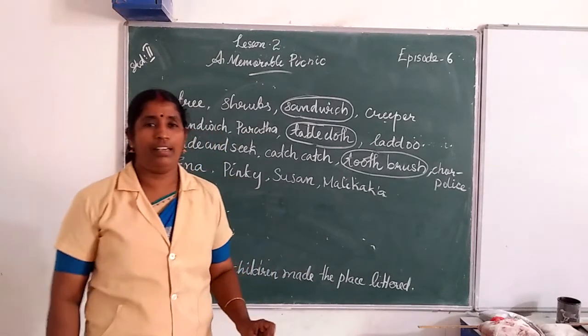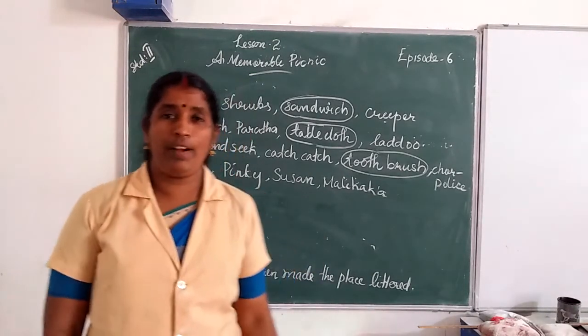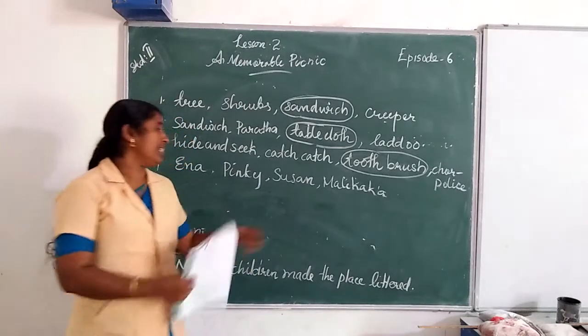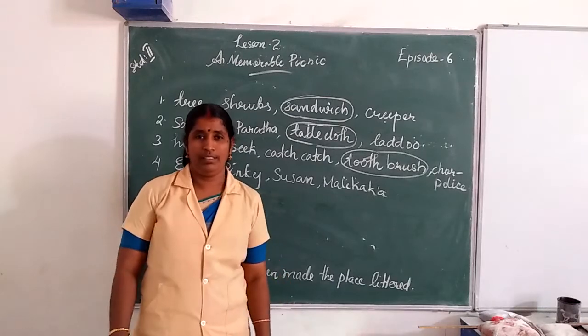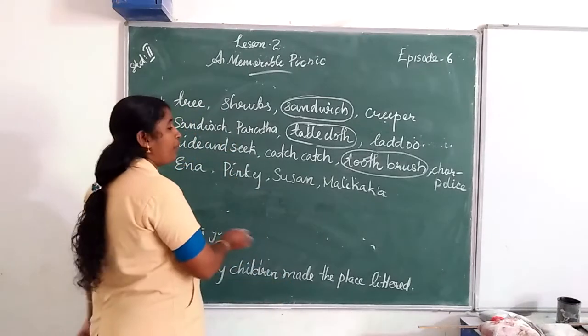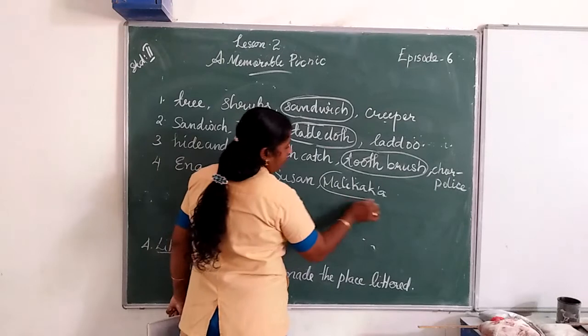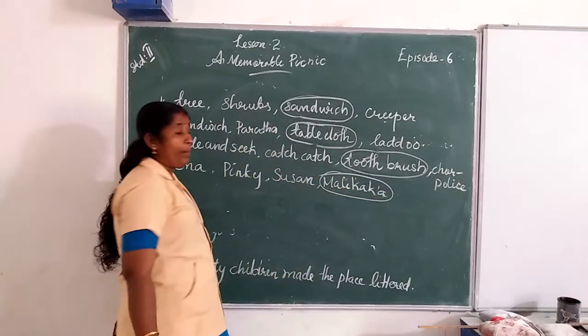a male one. Otherwise, these three are children and Manikaka is a grown up one. Okay. Yes. Then the odd one is Manikaka.